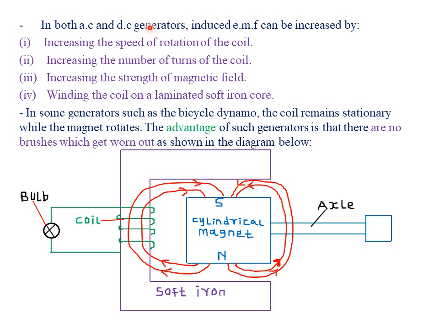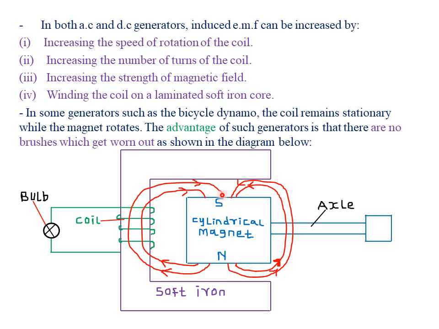So the advantage will be that AC generators and DC generators require the carbon brushes which get worn out, or they require the graphite brushes which get worn out over a given period of time. But for the case of a bicycle dynamo, it does not need any of the brushes, that is either the carbon or the graphite brushes, therefore it cannot get worn out.